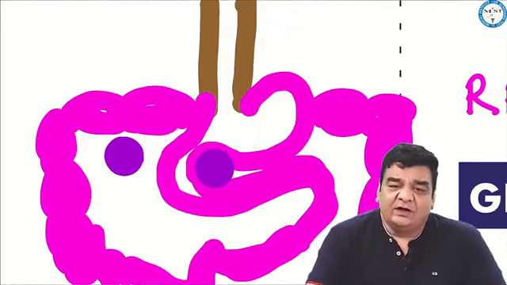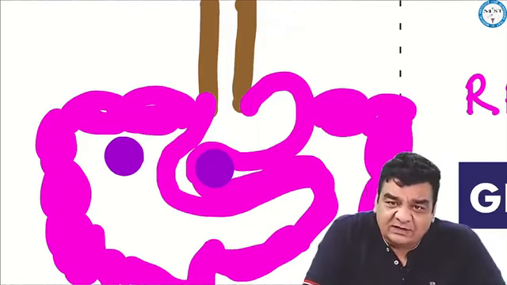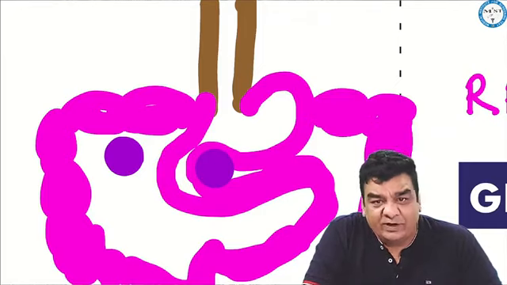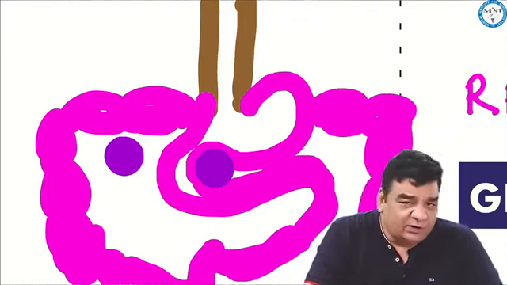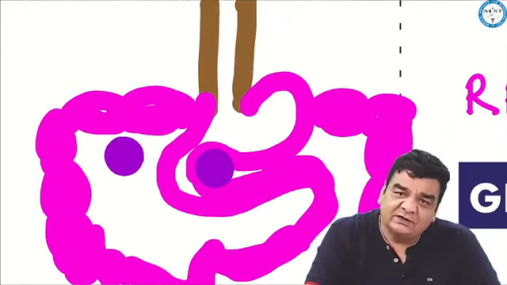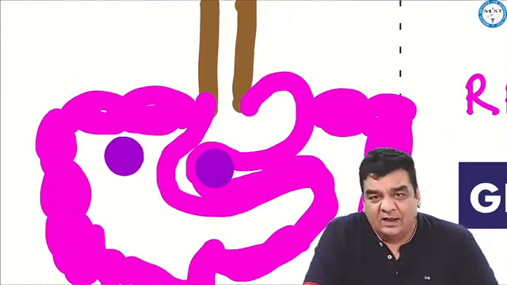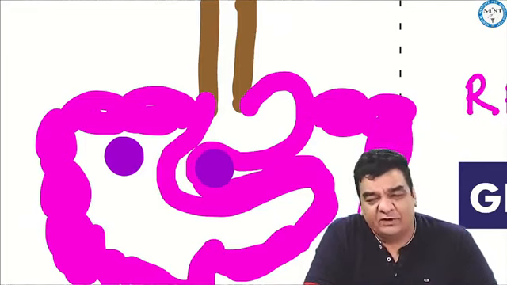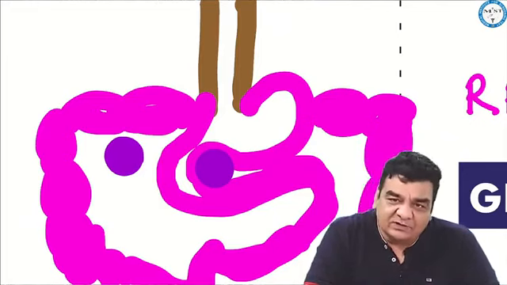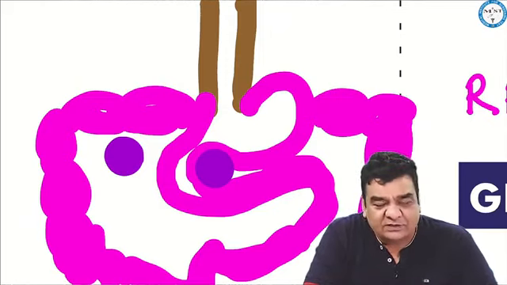TNM staging: T1 submucosa, T2 muscle, T3 subserosa, T4A penetrates through the serosa and T4B adjacent organs. N1 is 1 to 2, N2 is 3 to 6, and N3 is more than 7. N3A is 7 to 15, N3B is more than 15 lymph nodes. M1 is distant metastasis. Based on the staging, we can do the different treatments.